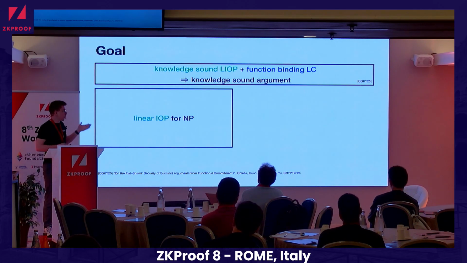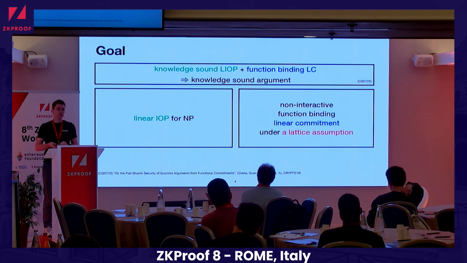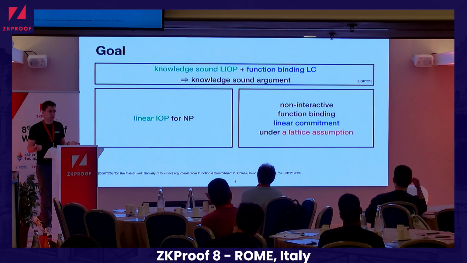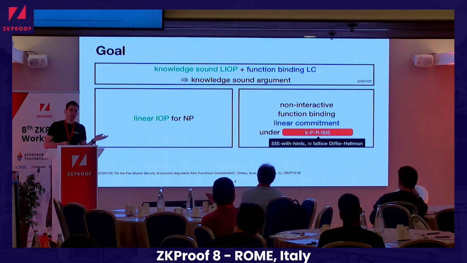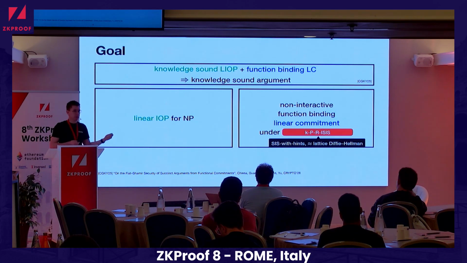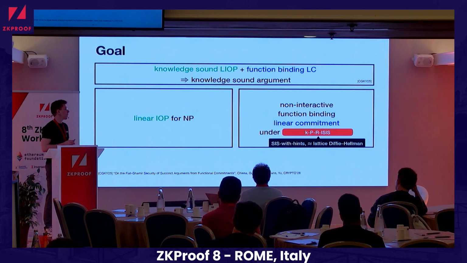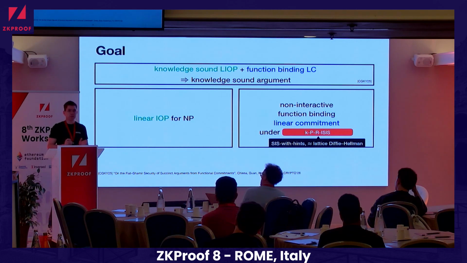So in particular, we'll need to provide a linear IOP for NP and a non-interactive, in this case, we want to go to the extreme, function-binding linear commitment under some falsifiable lattice assumption. Specifically, as you might have guessed from the title, we want to go for kPRISIS. So this is K, polynomial, ring, inhomogeneous, short integer solution. It's a SIS with hints assumption, so short integer solutions, but the prover additionally gets some hints, some preimages. You can think of it, if you come from the pairing world, as a lattice equivalent of a Diffie-Hellman type assumption.